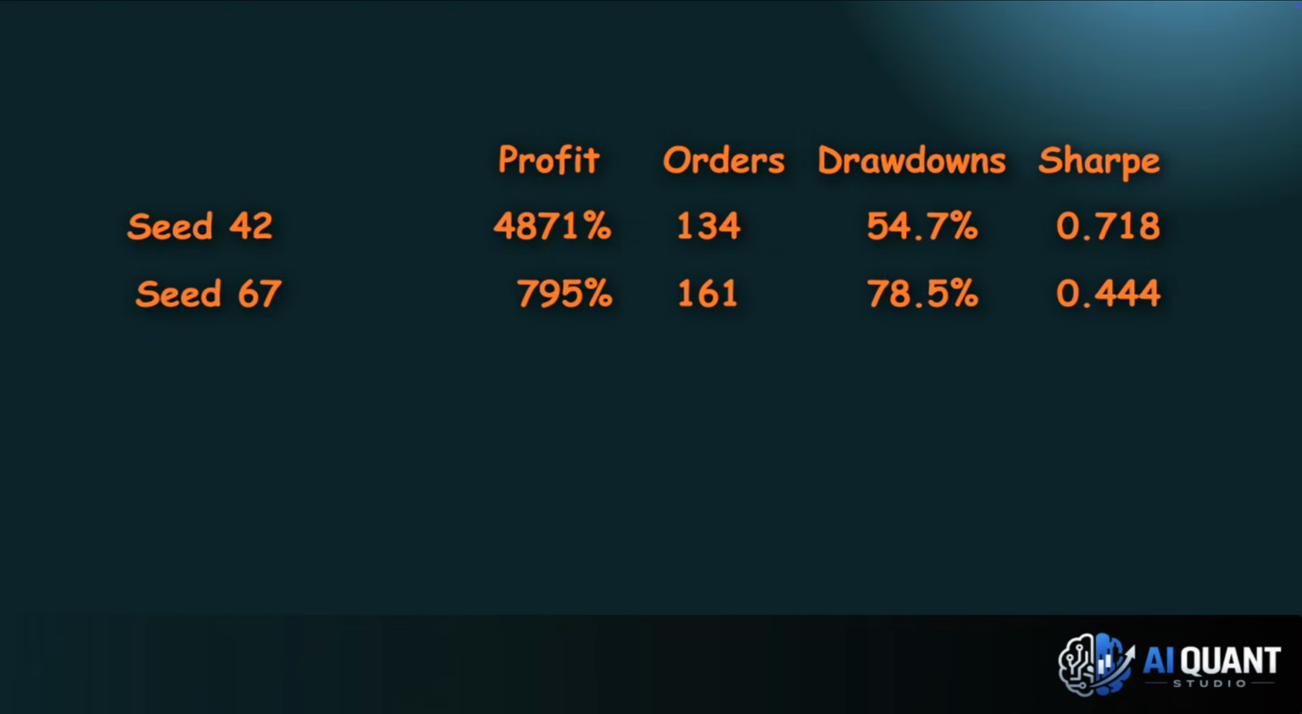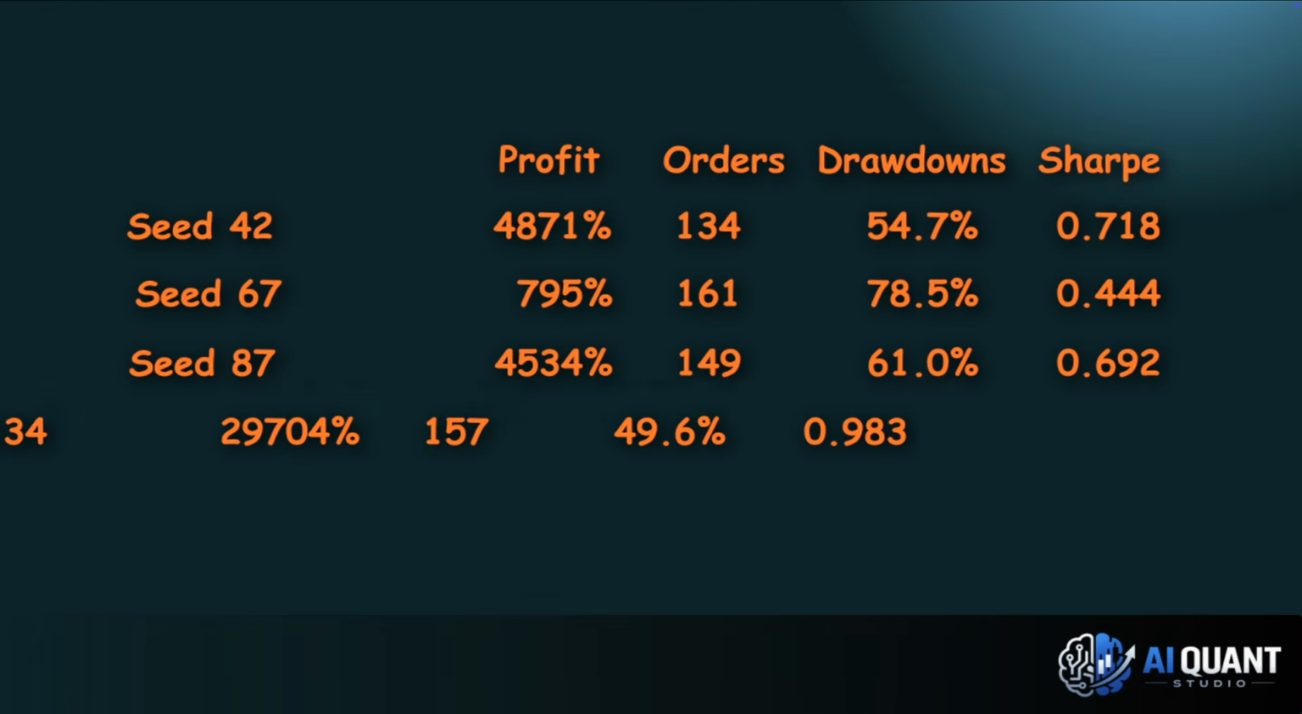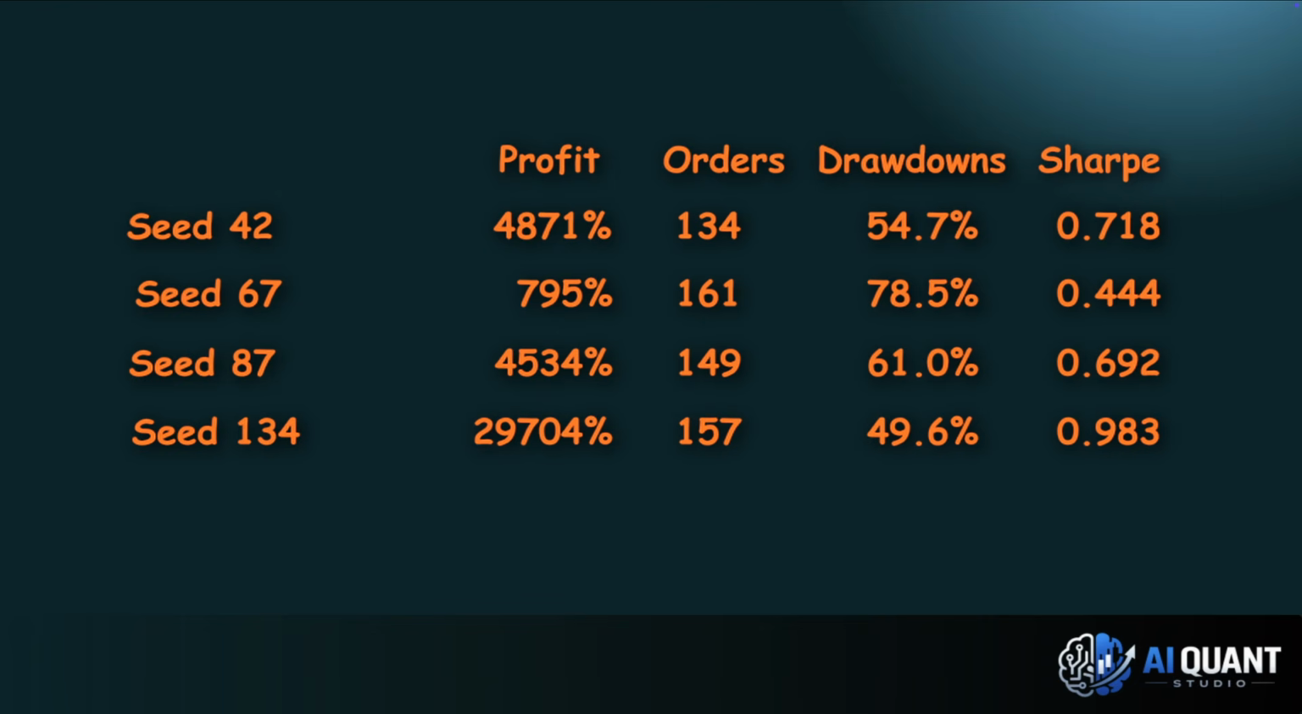Let's run more. Seed 67 came in at 795% with 78% drawdown. It happened to enter right before several major drops and spent more time underwater. Seed 87, 4,534%, back in line with the first result. Seed 134, 29,704%, almost 30,000. I ran it 3 times to make sure. That seed happened to catch several of Tesla's biggest multi-year runs from near the bottom. Lucky? Maybe. But even without the outlier, 3 out of 4 random seeds beat or matched our best engineered entry.